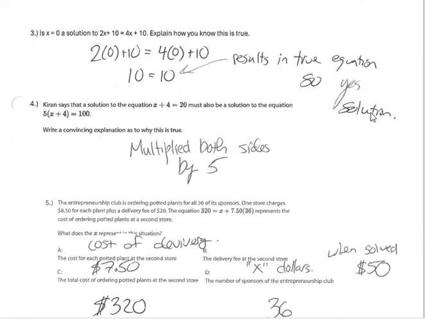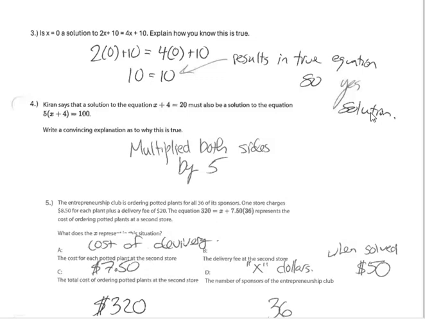On number 4, it says, write a convincing explanation as to why this is true and what you're trying to prove is true. It says, Kieran says that the solution for that first equation must also be a solution to the other. The only way that they would have the same solution would be if they were equivalent. So my way of explaining that they must have been equivalent was showing that there was some legal move that they did that connects the two equations.